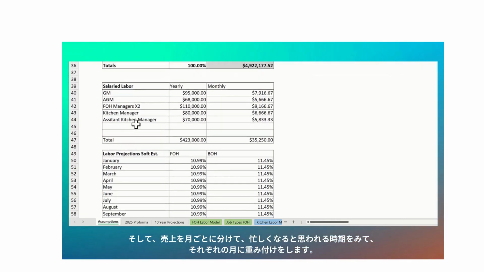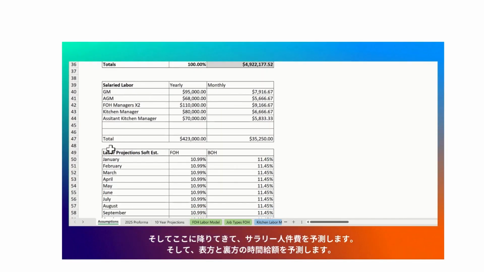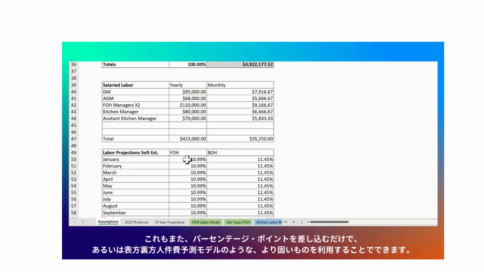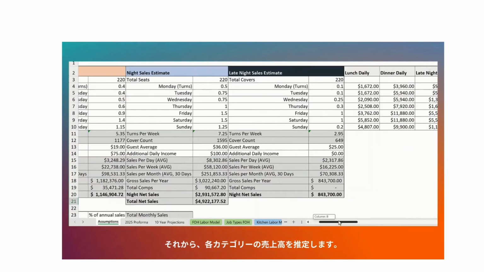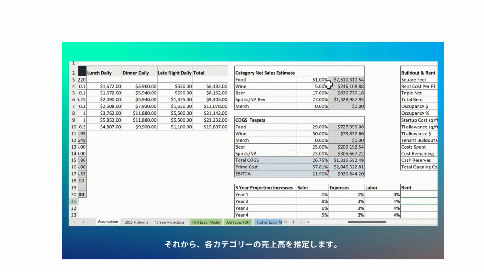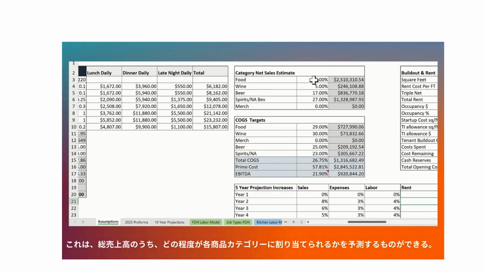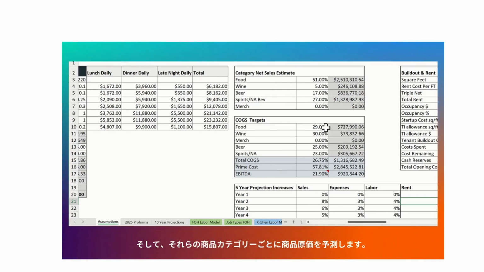And then we come down here and we predict our salaried labor, and then we predict our hourly labor, both front of the house and kitchen. That can again be done just by plugging in percentage points or utilizing something more robust like a front of the house or kitchen labor predictive model. And then after we do that, we estimate our category net sales, which is when we predict how much of our total sales is going to be allocated to each sales category. And then we predict our cost of goods for each of those sales categories.